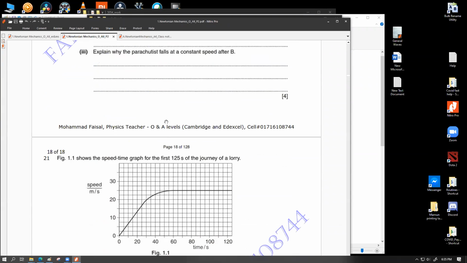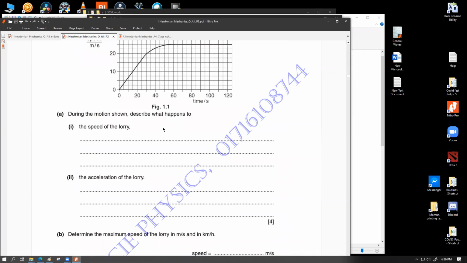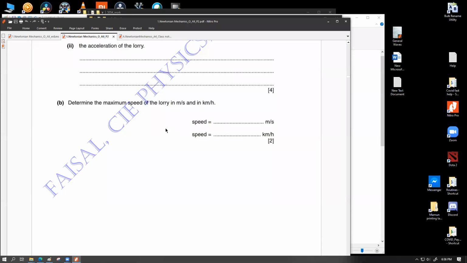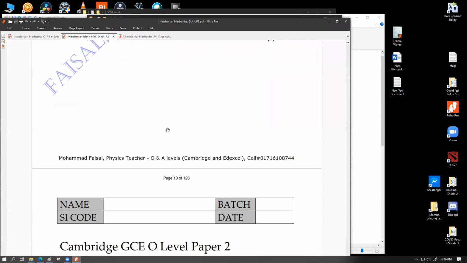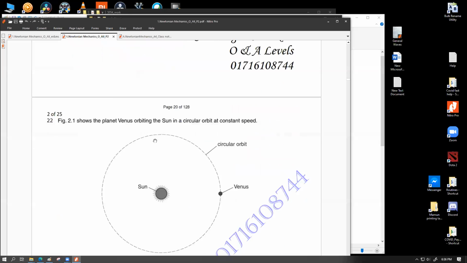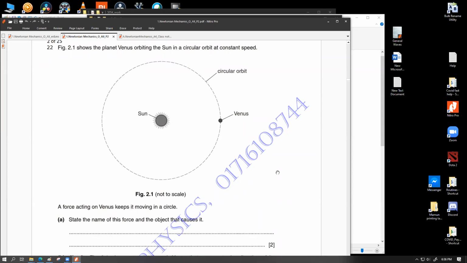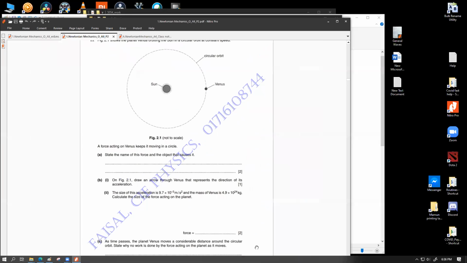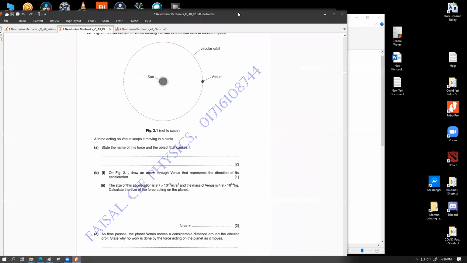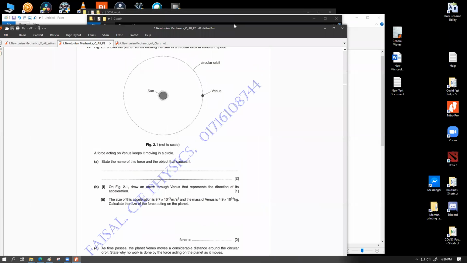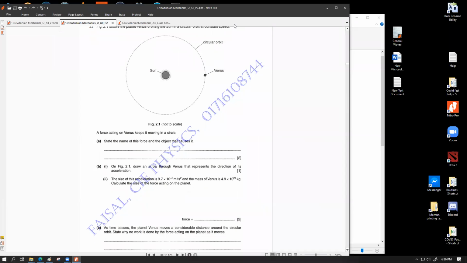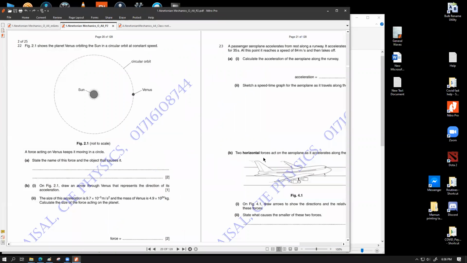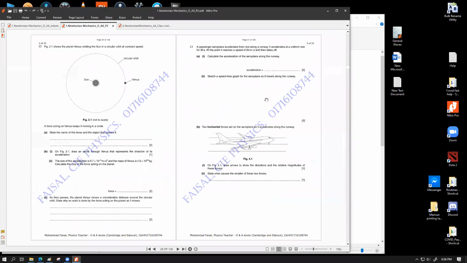Acha, no problem for question number 20. 21. Anyone? 22. 22 is here. Let me take it in a booklet format, maybe. Would that be helpful? Yeah, this format helps a bit more. 22, 23.